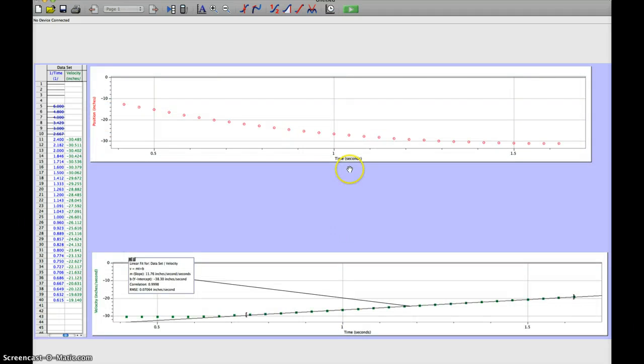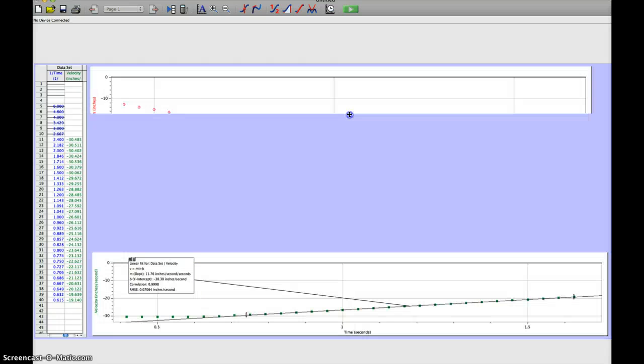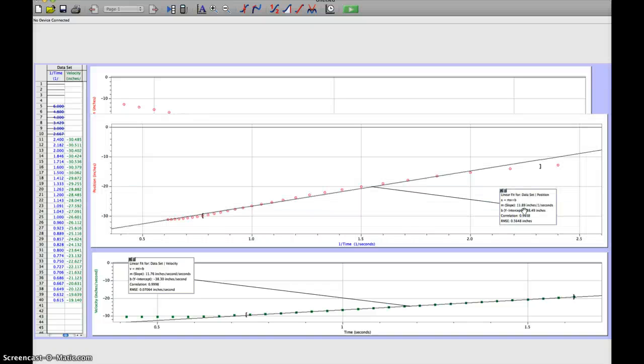So the proportion is y to 1/x. We did position versus 1/time, and that got us a linear equation with a constant slope, which was about 11.8 or 11.9 inches. Our equation for our position graph was position equals 11.89 inches over 1/seconds times 1/time minus 38.49 inches.